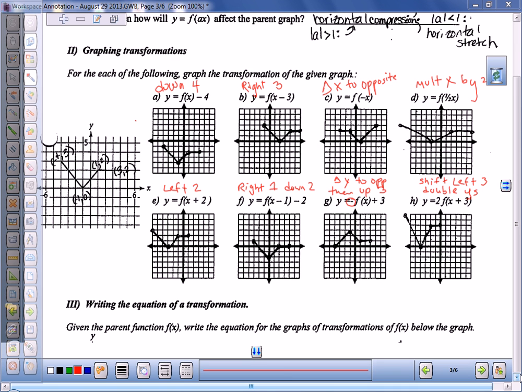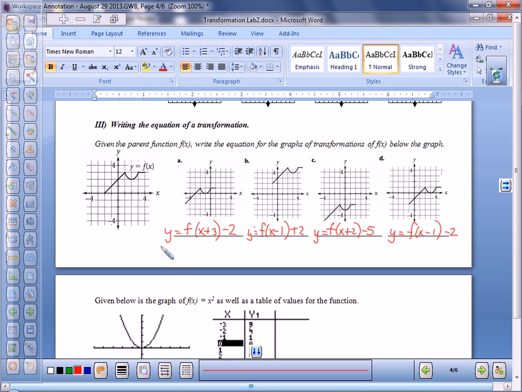Okay, let's do a check. Did you get for A, did you notice it was shifted left 3 and down 2? So f of x equals x plus 3, because we always do the opposite, and then minus 2. B, it was shifted right 1 and up 2, so we do the opposite here, f of x minus 1 plus 2. This was shifted left 2 and down 5, so f of x plus 2, do the opposite, minus 5. And this was shifted right 1 and down 2, so it's f of x minus 1 minus 2. Did those make sense?